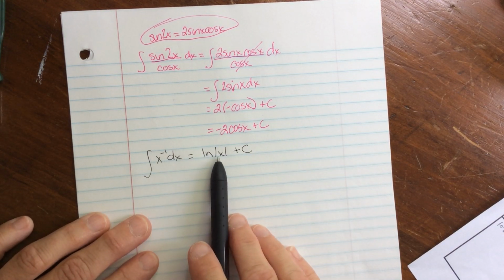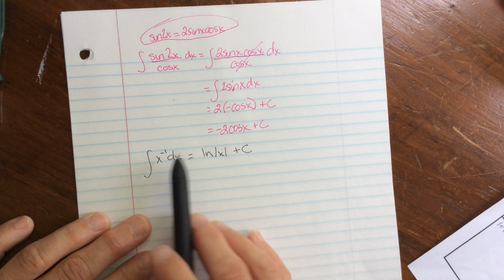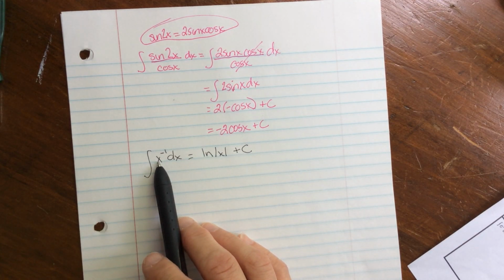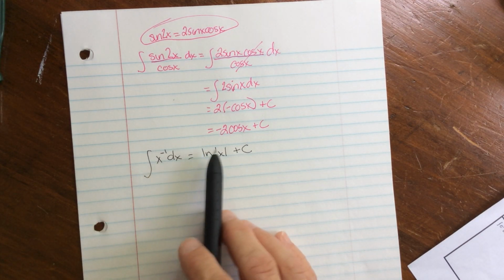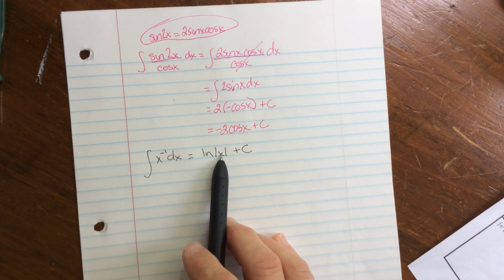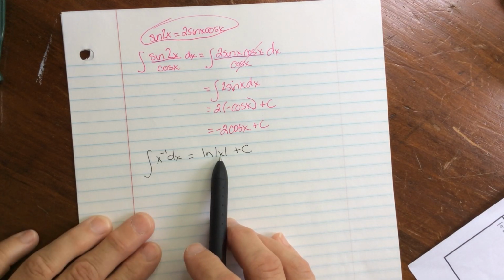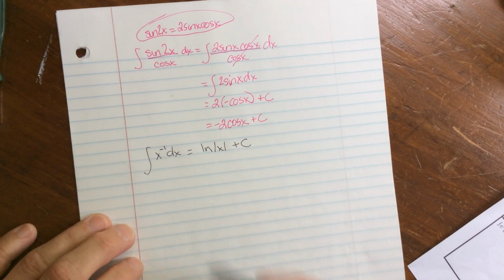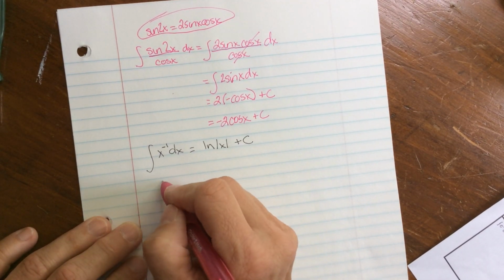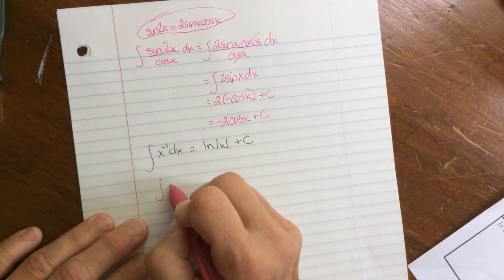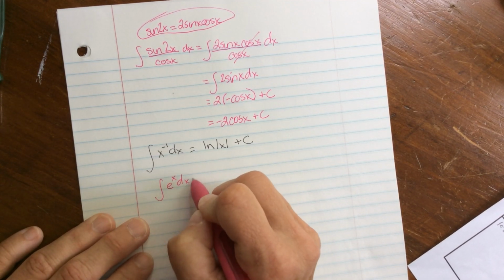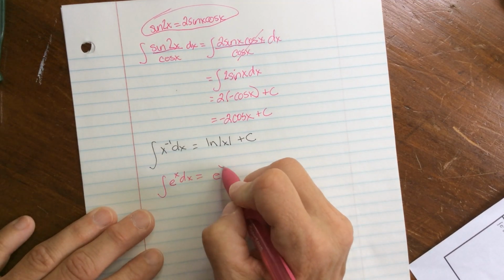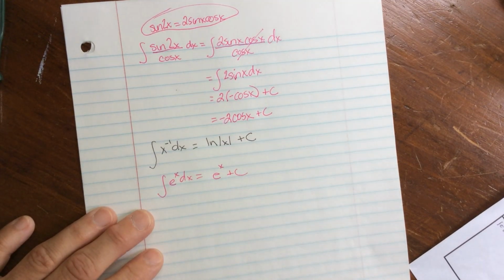And remember, this has to have the absolute value on there because x is an unknown, which means it could be positive or negative, and we have to force it to be positive. So there's your absolute value. Okay, your next example, pretty straightforward. What's the antiderivative of e to the x dx? Simply e to the x plus c.